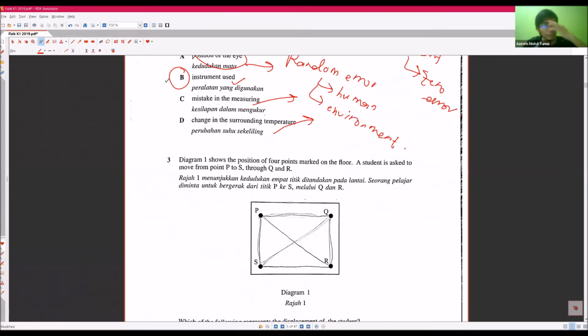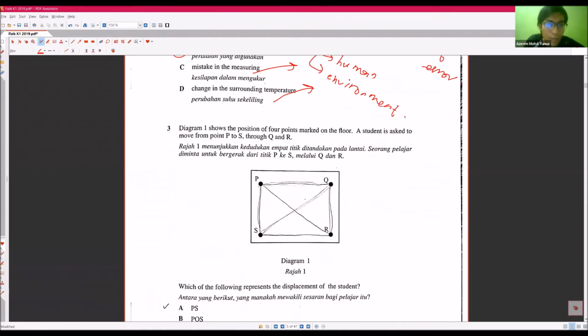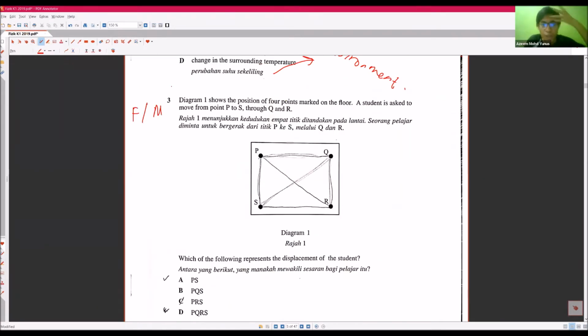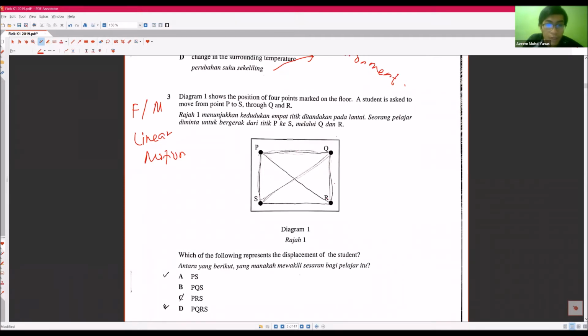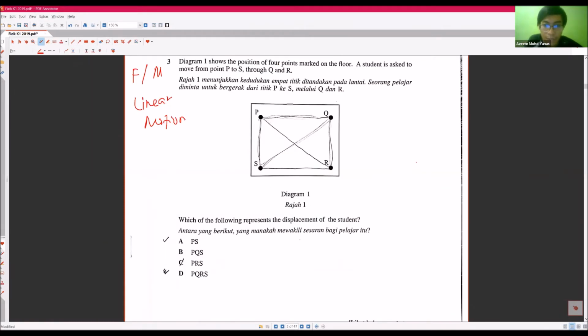So number 3, we're moving on to F and M, force and motion, the most frequent topic asked in the SPM paper 1. This is about linear motion. The figure shows the position of 4 points marked on the floor. A student is asked to move from point P to S through Q and R. Which of the paths represents the displacement of the student?